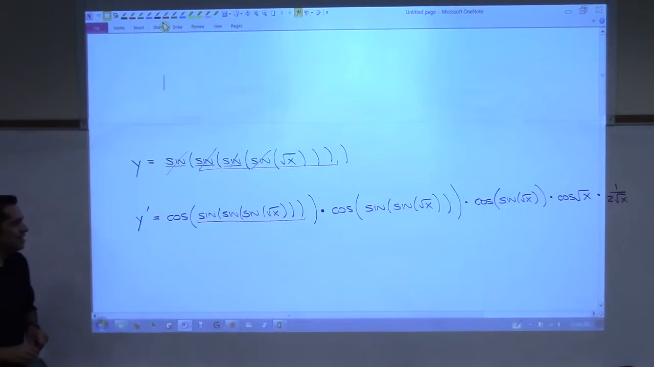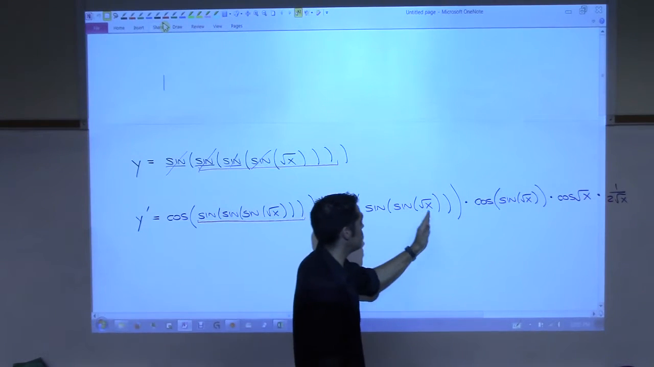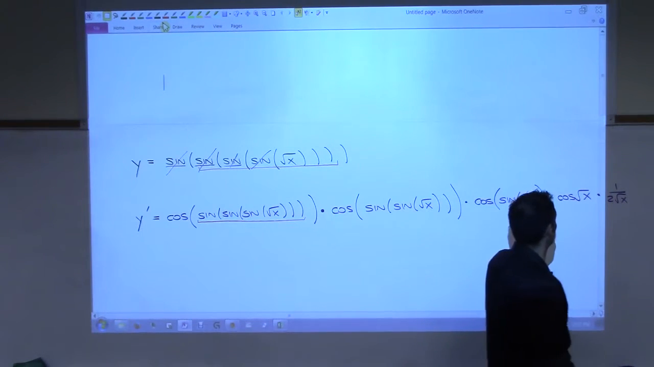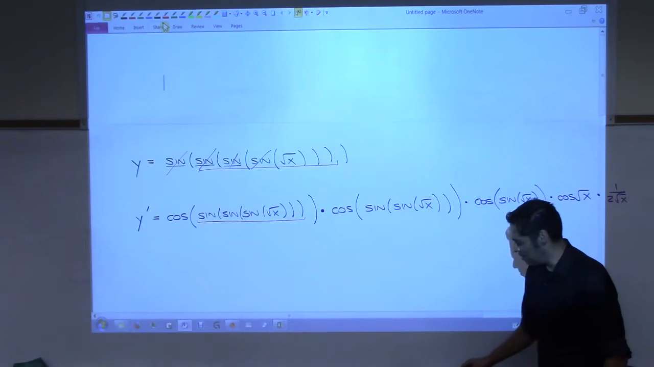So the answer is cosine of sine of sine of sine of root x times cosine of sine of sine of root x times cosine of sine of root x times cosine of root x times 1 over 2 root x. Pressing that like 5 times. Say that fast. So, do what?